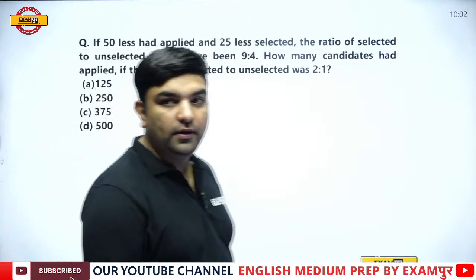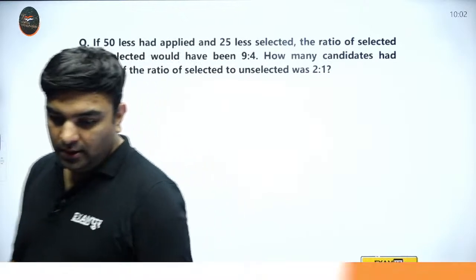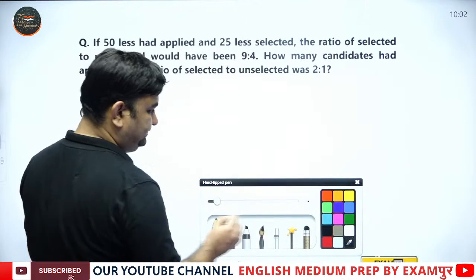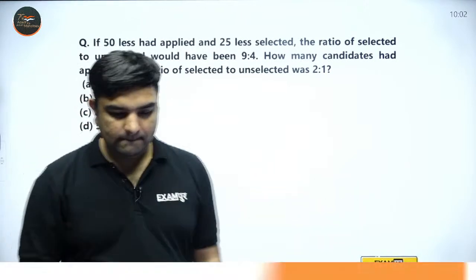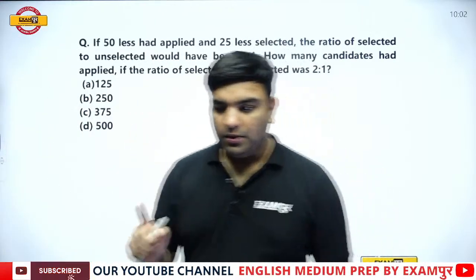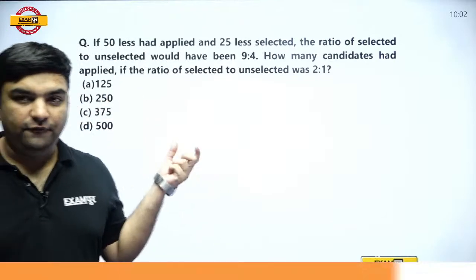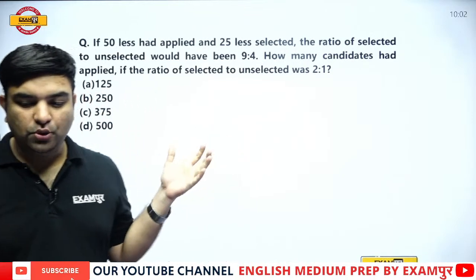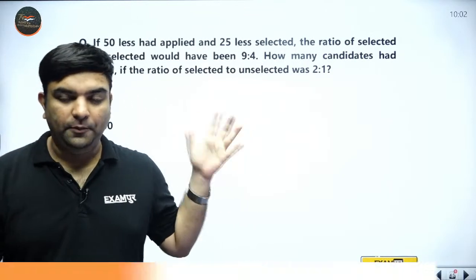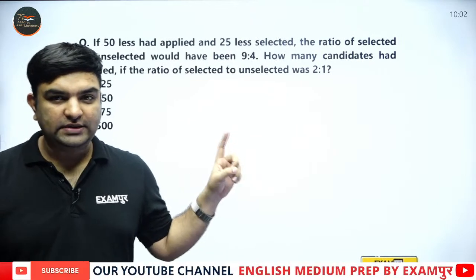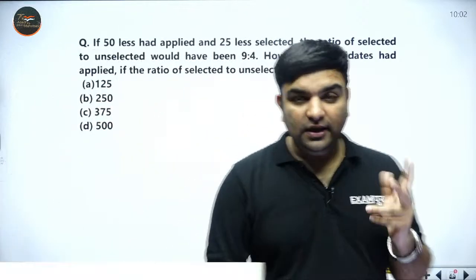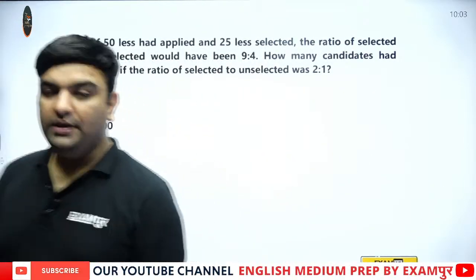So this is from where we are beginning today. Please read the question very carefully. The question is starting with the condition: if 50 less applied, 25 less selected, the ratio of selected to unselected would be this. How many candidates have applied? So it is beginning with the condition, guys.